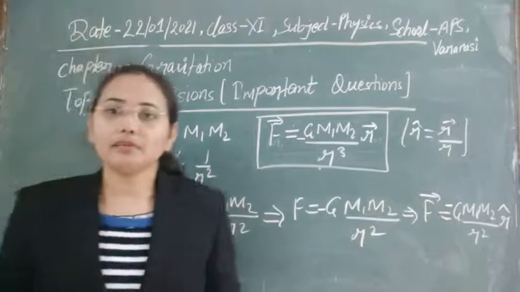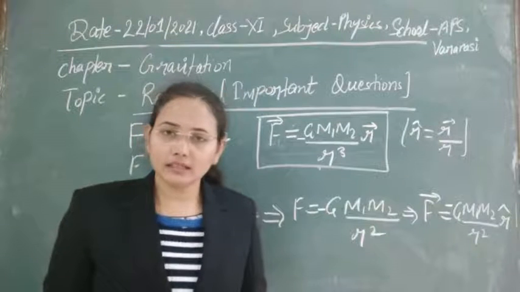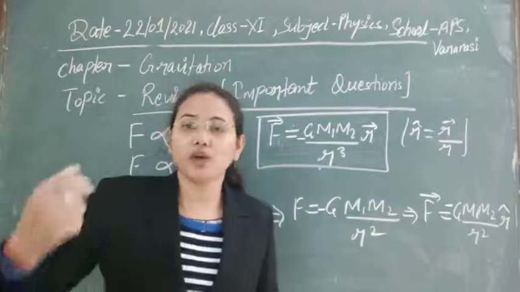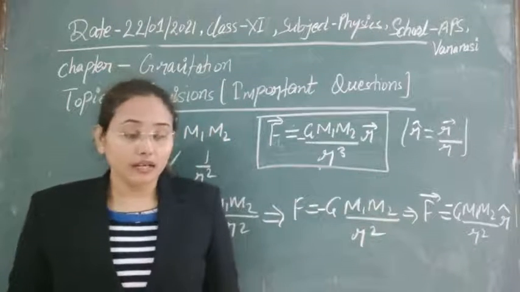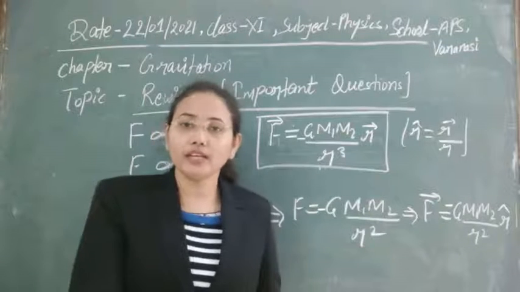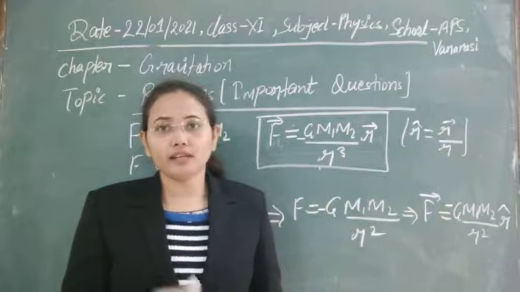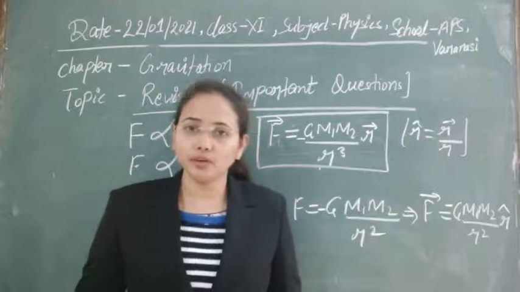Such types of theories are known as inverse square law, meaning the quantity is inversely proportional to the square of the distance. Like we have seen, the Coulomb force of attraction also follows the inverse square law. In the case of Coulomb force, F is equal to 1 upon 4 pi epsilon naught q1 q2 upon r square.